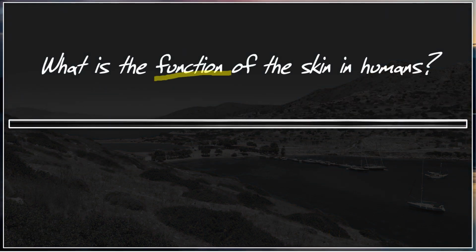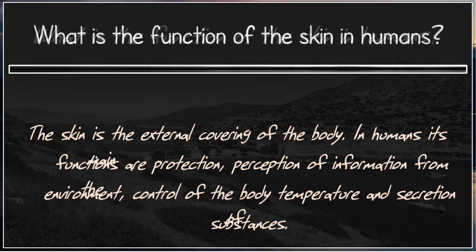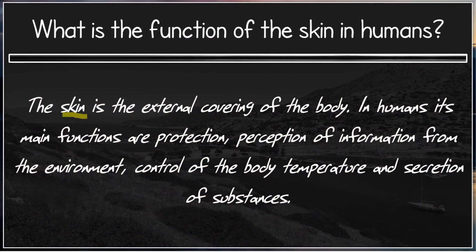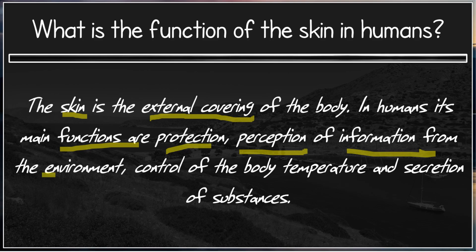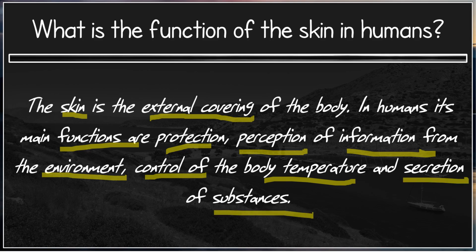What is the function of the skin in humans? The skin is the external covering of the body. In a human, its main functions are protection, perception of information from the environment, control of the body temperature, and secretion of substances.